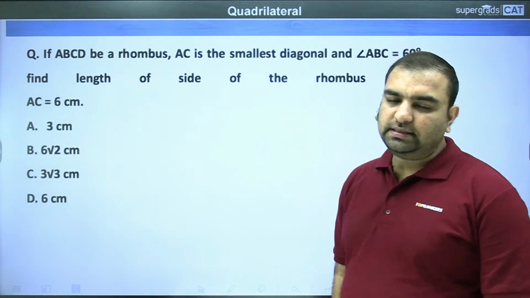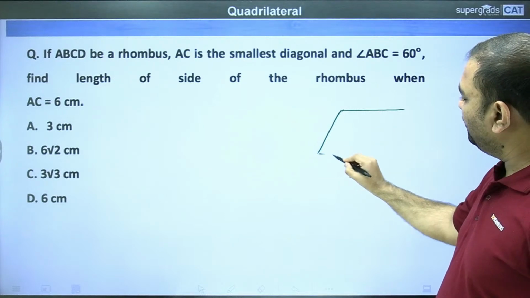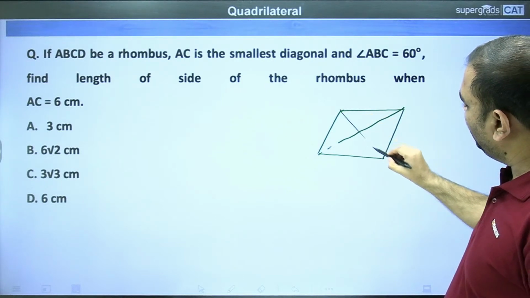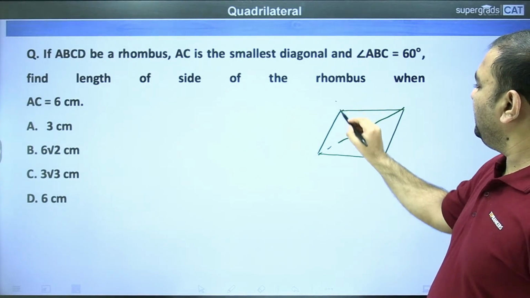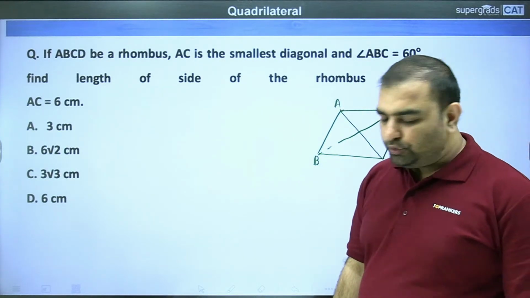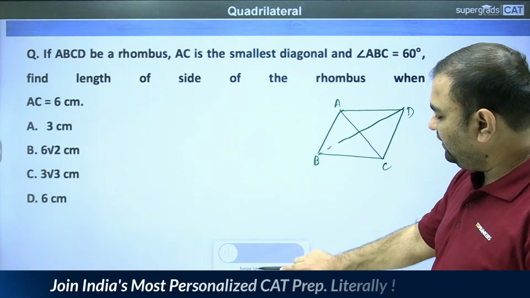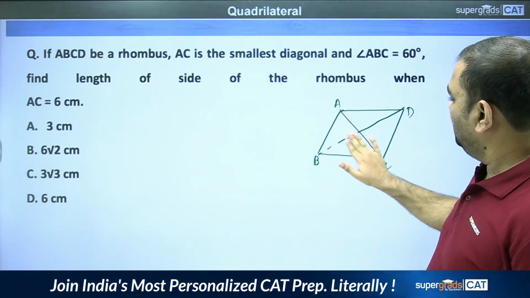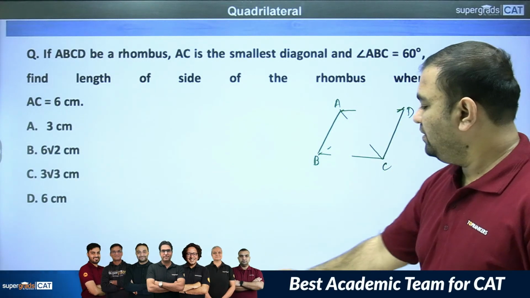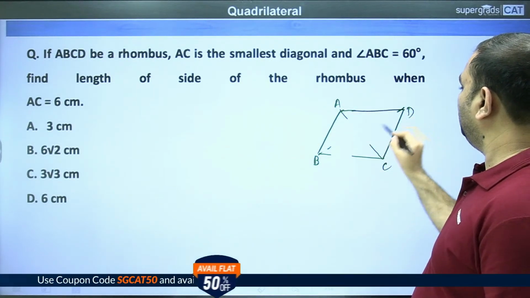ABCD is a rhombus. AC is the smallest diagonal. दोनों डायगोनल्स अलग अलग होती हैं रोम्बस में, जैसा कि फिगर से भी दिखता है. It's a bigger diagonal, it's a smaller diagonal. तो जब आप इनकी नेमिंग करो तो ध्यान से करना. When you do the naming, please keep in mind कि छोटा डायगोनल बनाना है. ठीक है, इसको मैं हटा देता हूं.